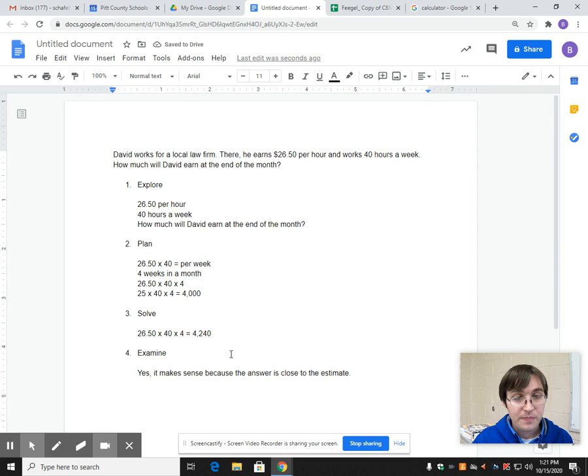There we have it. A simple 4-step way that you can break word problems down. You can think about them, you can plan a solution, you can solve it, and then you can go back and check to see if your solution makes sense. So this is our lesson for today.